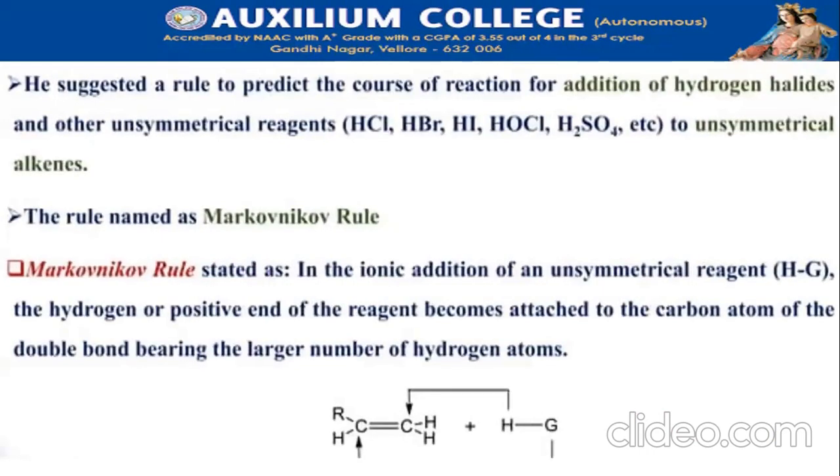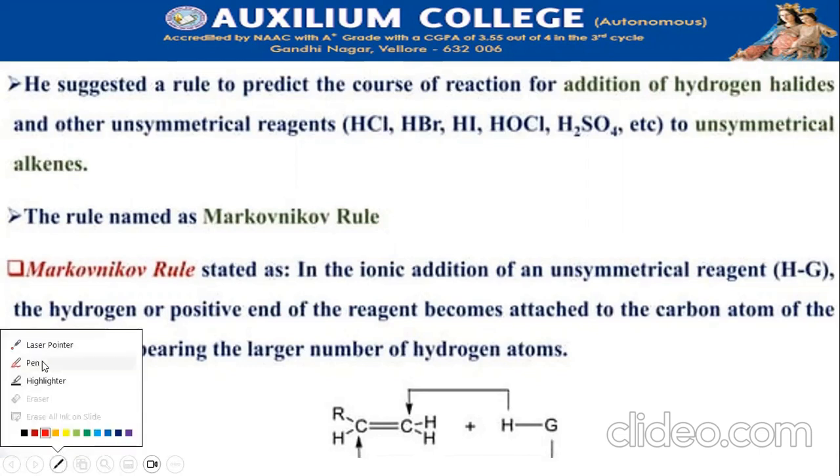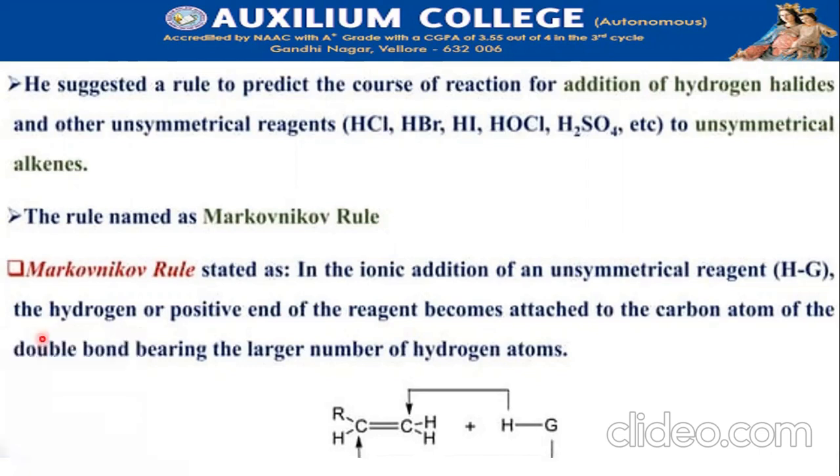And he suggested a rule called Markovnikov's rule. So what is this rule? He suggested this rule to predict the course of the reaction for the addition of hydrogen halides especially, and other unsymmetrical reagents such as HCl, HBr, HI, HOCl, and H2SO4, etc. to unsymmetrical alkenes. So this rule is called Markovnikov's rule.